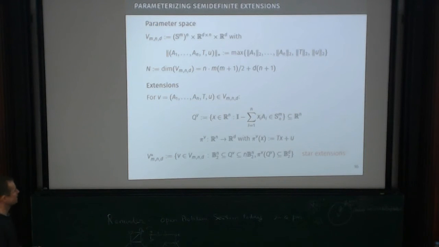And now we look at a subset of these extensions, which we call the star extensions, so we call it V star. These are those extensions with the property that this QV contains the L2 ball and is contained in n times the L2 ball. And if I apply the projection to this, then I end up in the Euclidean ball in the image space. This is why we scaled down the 0-1 polytope. So whenever an extension satisfies these three properties, I call it a star extension. Or more precisely, I call this vector a star vector.